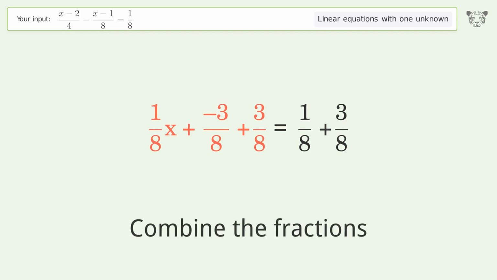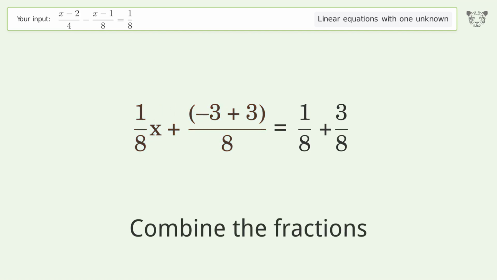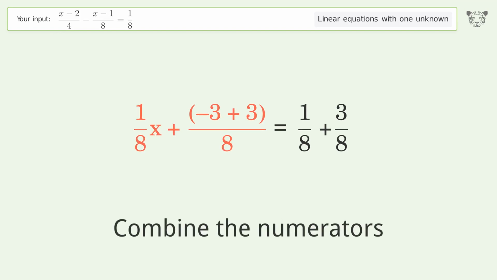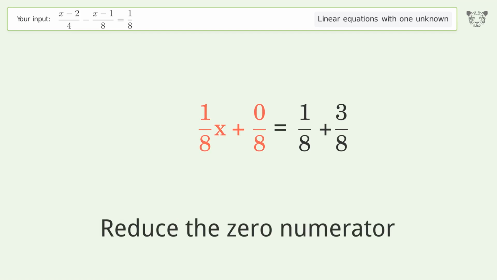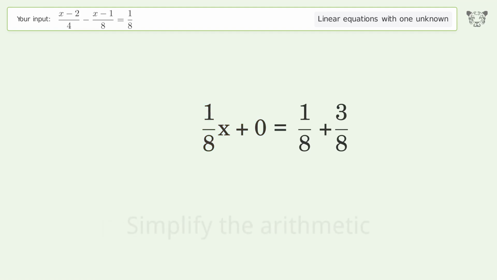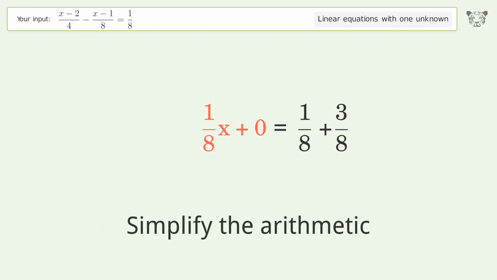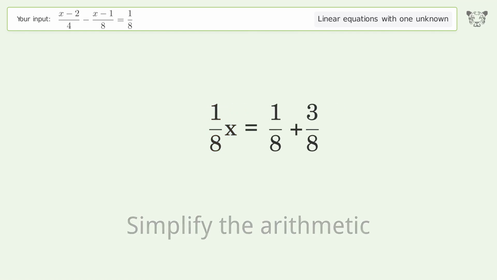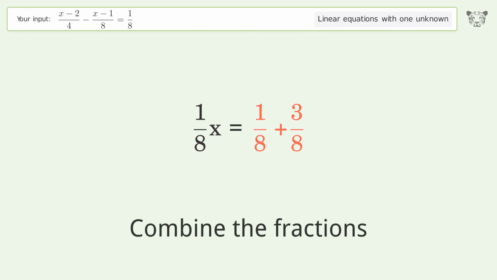Combine the fractions. Combine the numerators. Reduce the zero numerator. Simplify the arithmetic. Combine the fractions.